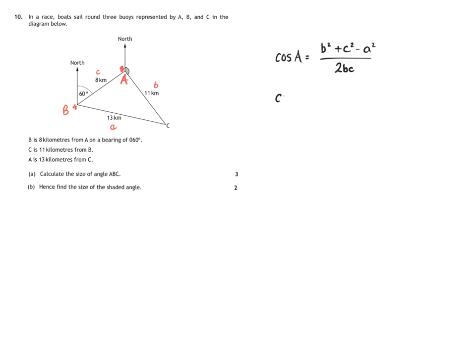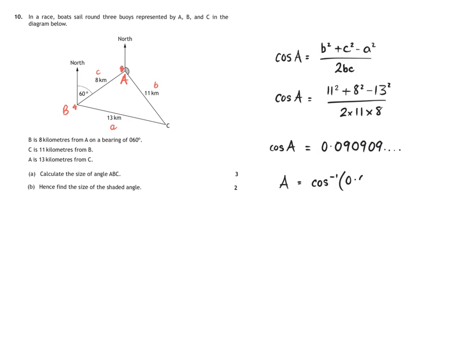Okay, so that we get the cos of that angle A is equal to 11 squared plus 8 squared minus 13 squared over 2 times 11 times 8. Okay, so when we put that into our calculators, we get cos A is equal to 0.090909. Okay, so A is equal to the inverse cos of that, because to get rid of the cos, we need to do the inverse. Try not to round at this point because it can create some errors. So like in your calculator, use the answer button rather than typing it in.